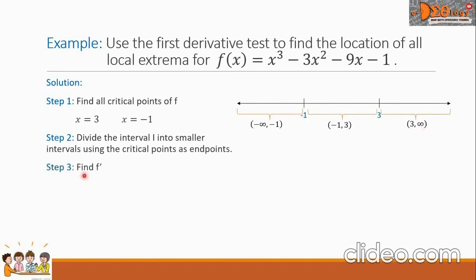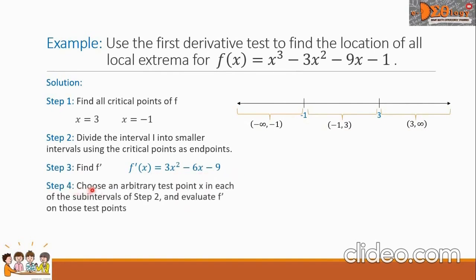Step 3 is to find the derivative. A while ago, we were able to find the derivative from step 1. So that is f prime of x equals 3x squared minus 6x minus 9.